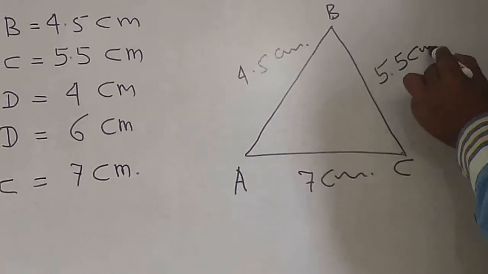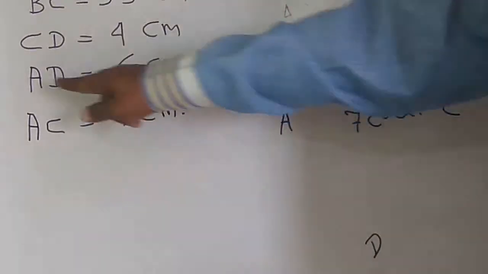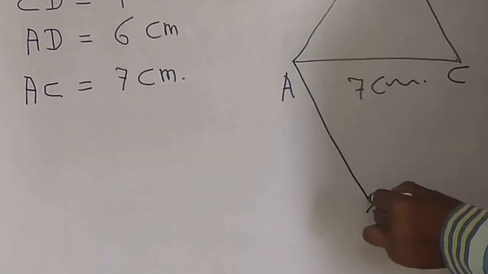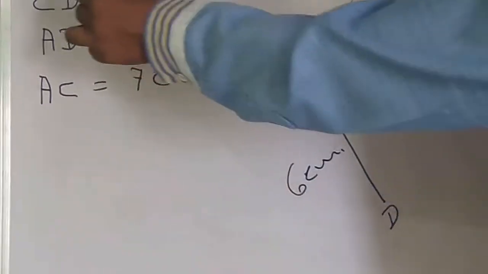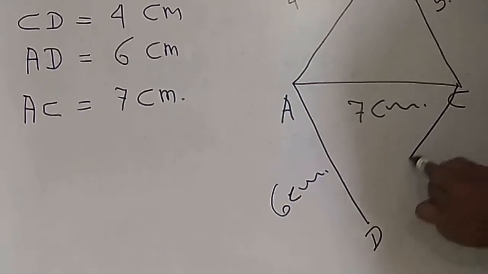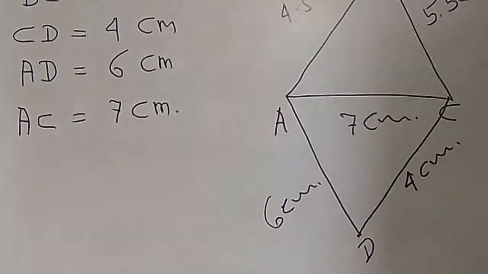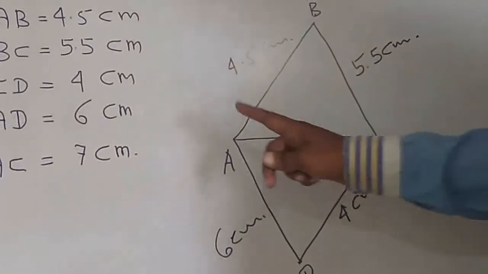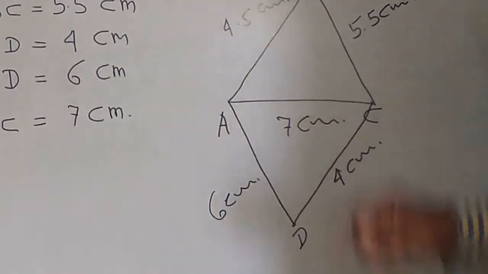5.5 centimeter. Similarly, this is AD, 6 centimeter. So we are joining A with D. It is 6 centimeter. And this is CD. CD equal to 4 centimeter. We join C with D. This is 4 centimeter. So our rough diagram for this particular quadrilateral looks like this. This is our A, B, C, D, in which the diagonal is AC.